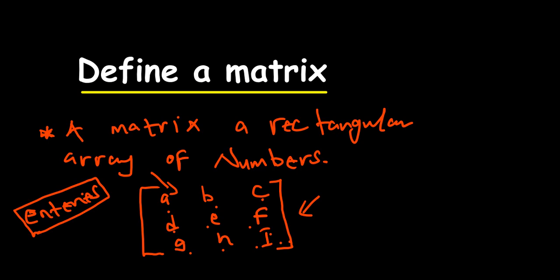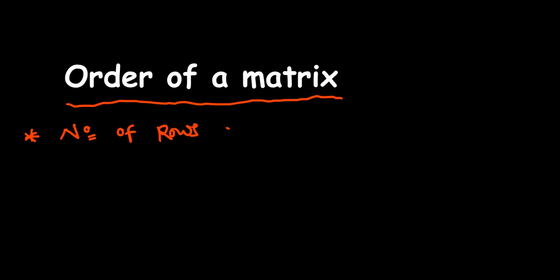Then we can move to talk about the order of the matrix. What is the order of the matrix, and how is it defined? Some people say the size of a matrix. The size, or the order, of this matrix is described in terms of the number of rows and columns. So we describe the order and the size by the number of rows and columns.